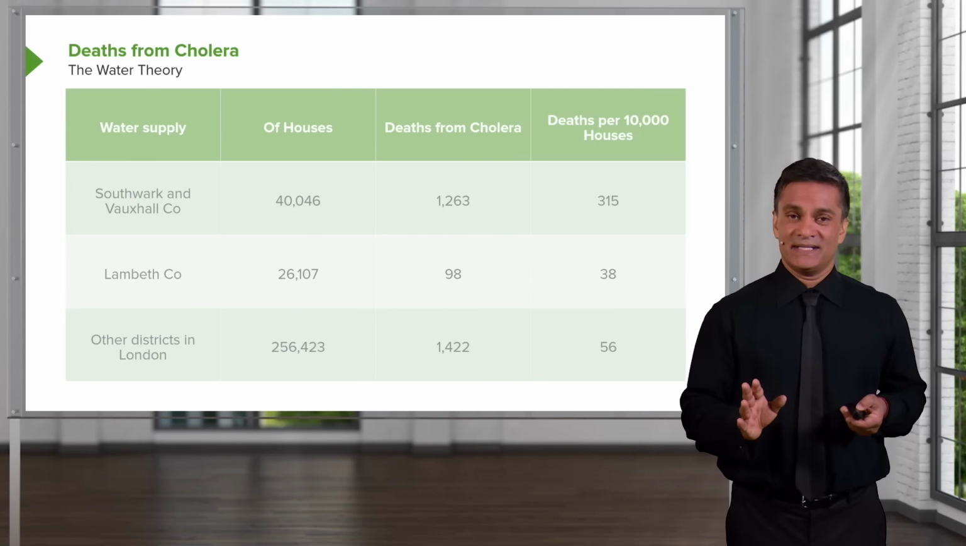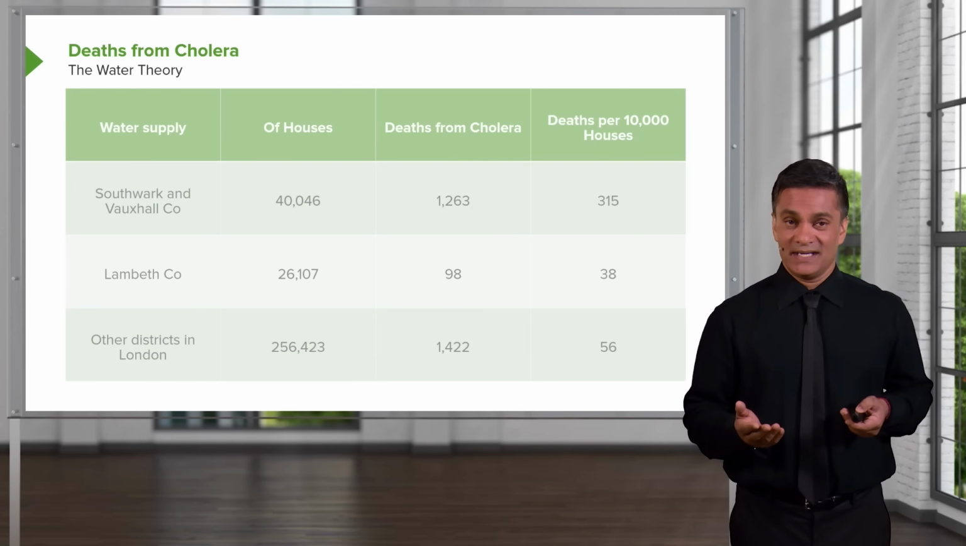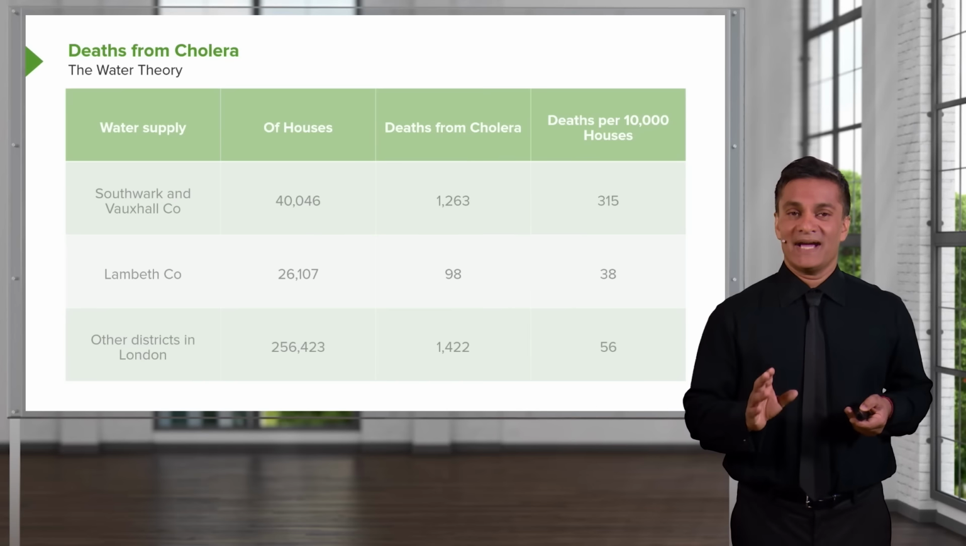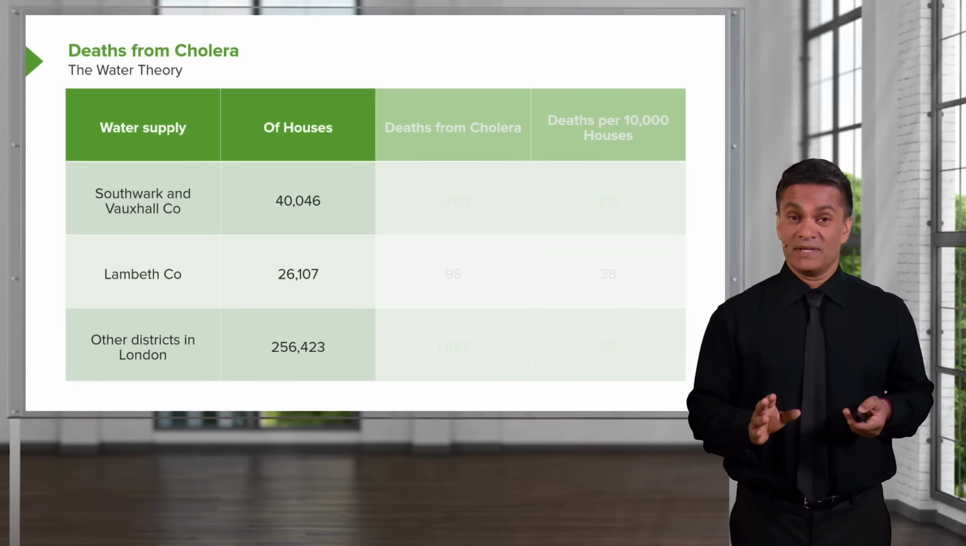Let's look a little bit at the data that John Snow collected. He looked at the number of houses being served by a variety of pumping companies, the Southwark and Vauxhall Company, the Lambeth Company, and other companies in London.